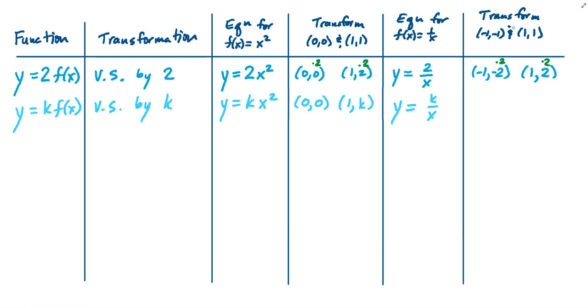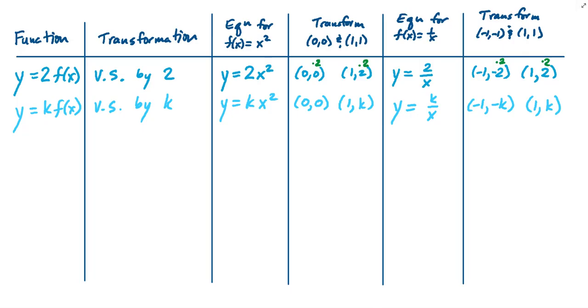What would be the transformation when we're applying this vertical stretch by a factor of k to the reciprocal function? Well, -1 for the x-coordinate wouldn't change, but the y-coordinate would get multiplied by k. It would become -k. How about 1, 1? Well, the x-coordinate wouldn't change because there's no horizontal stretch or compression, but the y-coordinate would be multiplied by k. And so we would end up with that point there. All right.